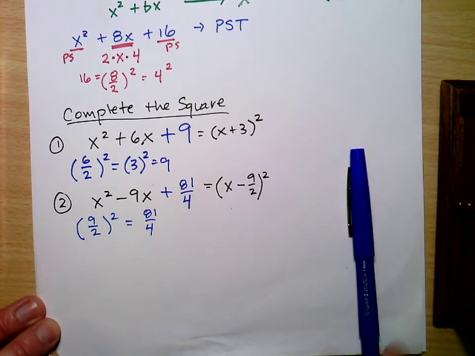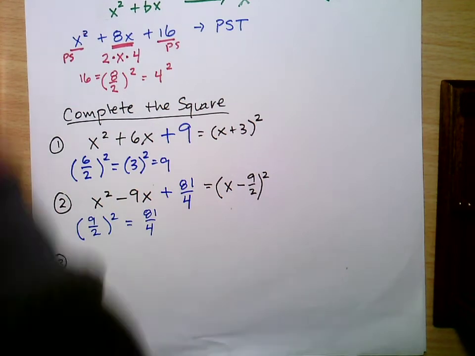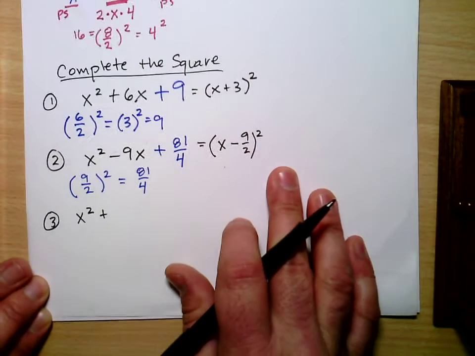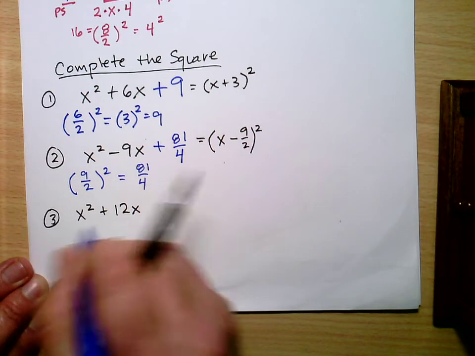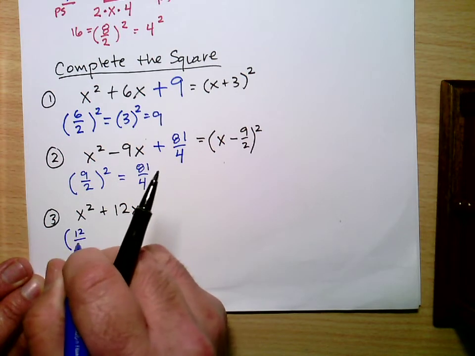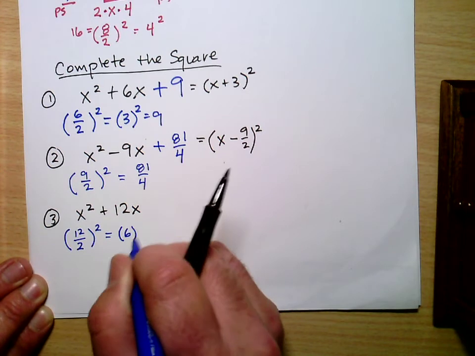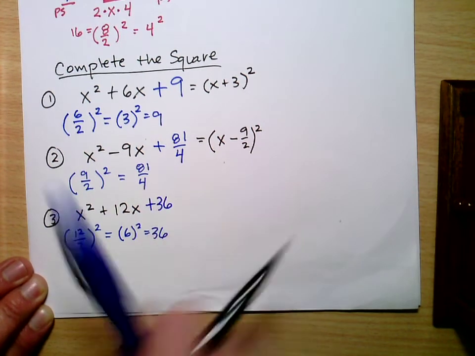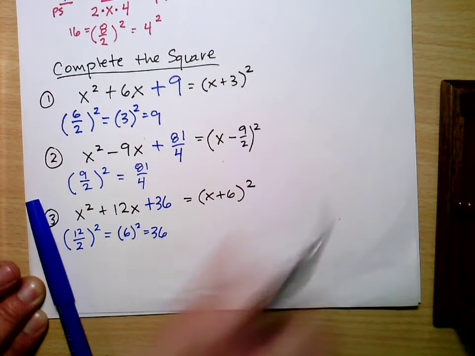Okay? Next, we'll do a couple more here. X squared plus 12x. Again, we're going to take 12, divide it by 2, and square it. 12 divided by 2 is 6, squared, which equals 36. So that goes here, and that would factor to x plus 6 squared.